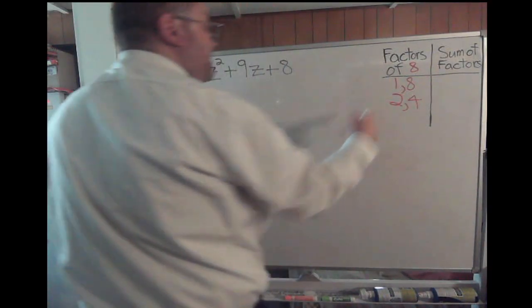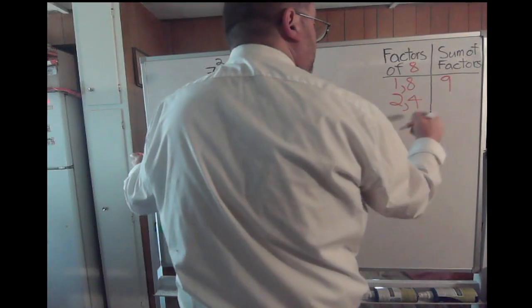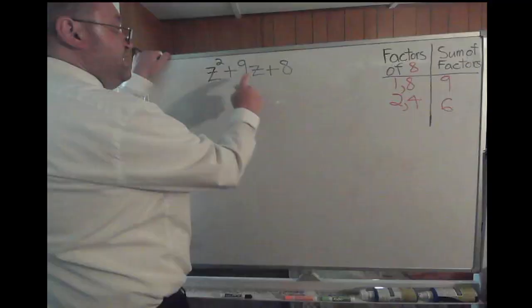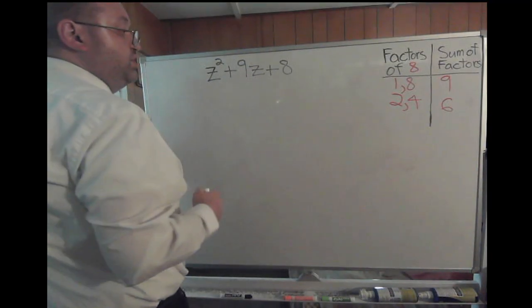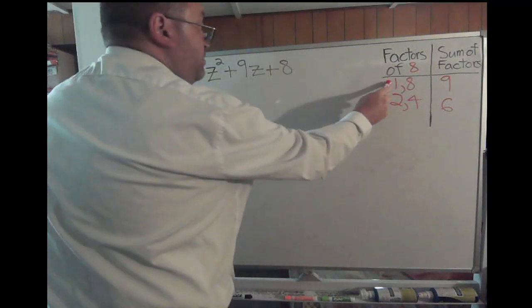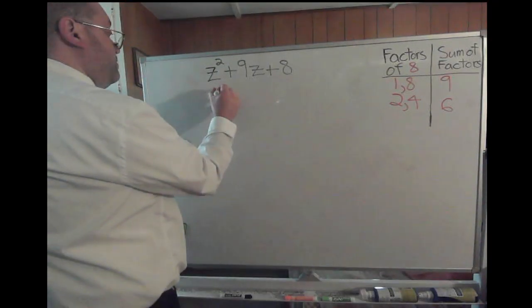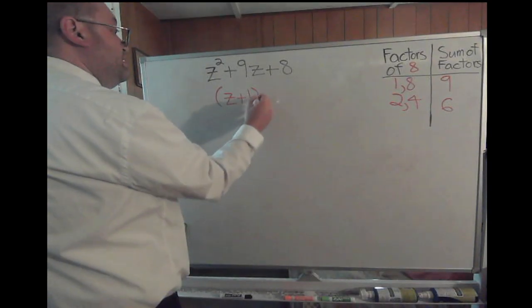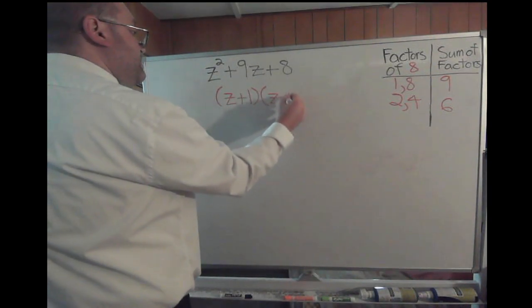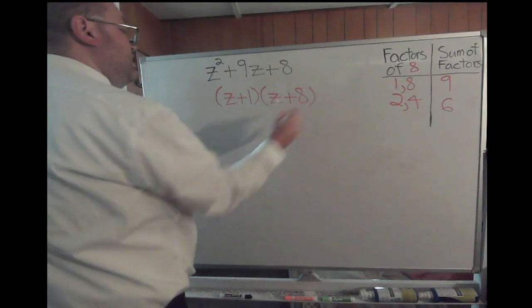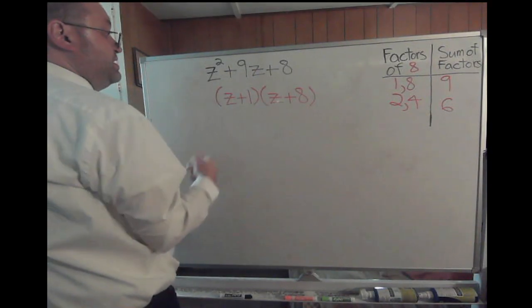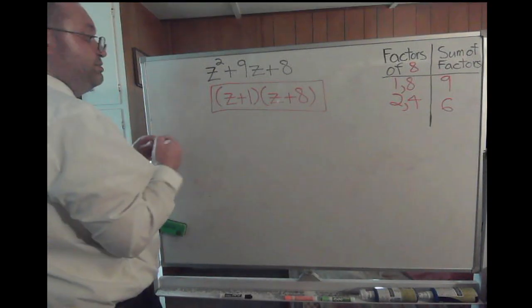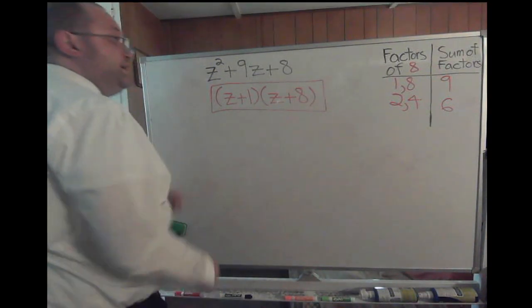Now take the sum of the factors. 1 and 8 will give you 9. 2 and 4 will give you 6. Well, we want the sum of the factors that gives us the coefficient of 9 for our middle term, the 9z. Well, it's 1 and 8. So now you're just going to take z + 1 times the quantity of z + 8. And if you FOIL this out, you'll get z² + 9z + 8. So the factors are z + 1 times the quantity of z + 8.